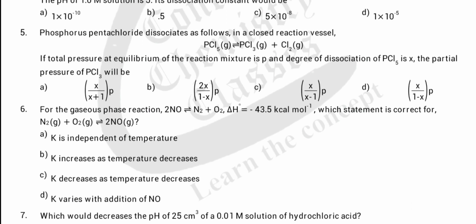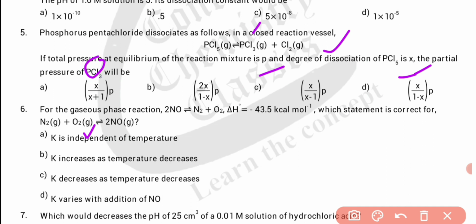This is the question. Phosphorus pentachloride dissociates as follows. This is the reaction. If the total pressure at equilibrium of the reaction mixture is P and the degree of dissociation of PCl5 is X, then the question is the partial pressure of PCl3.